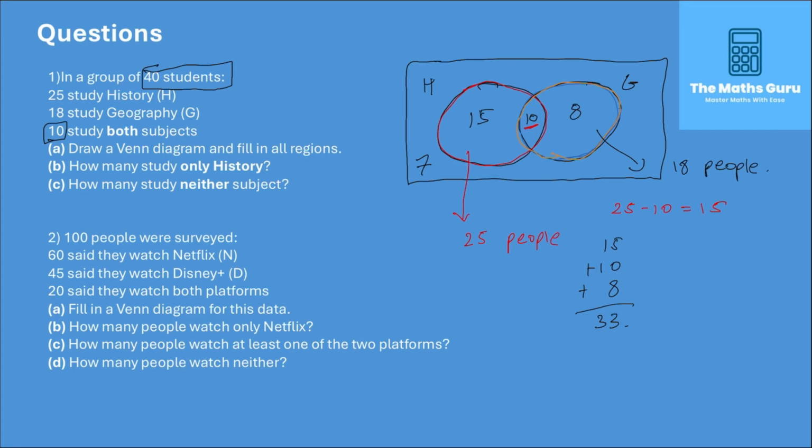Okay, how many study only history? Looking at this, we see that this 7 is not included at all because they don't study history. This 15 is included. We need to put 15 in there. 10 study history and geography, but we only want students who study exclusively history. So 15 is our answer. And how many students study neither subject? Well, that's obviously going to be 7.